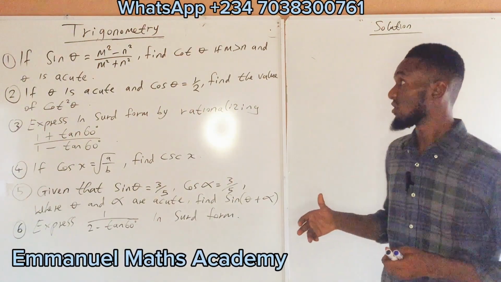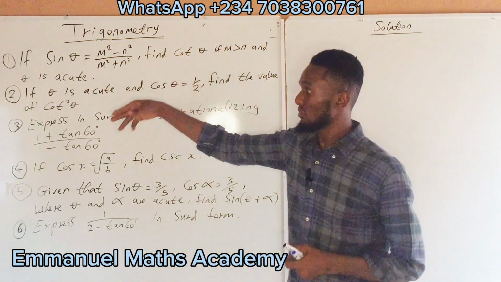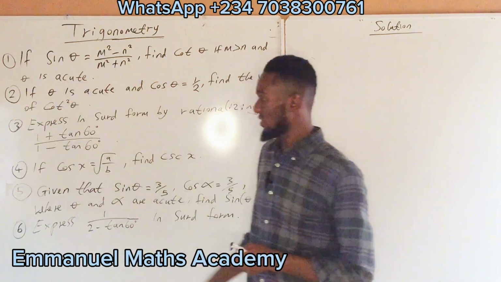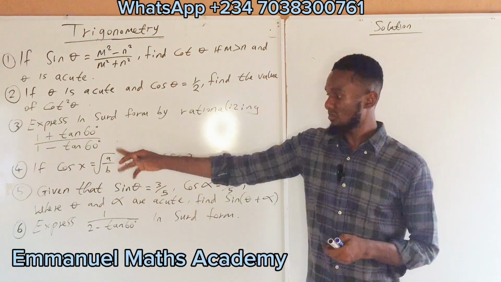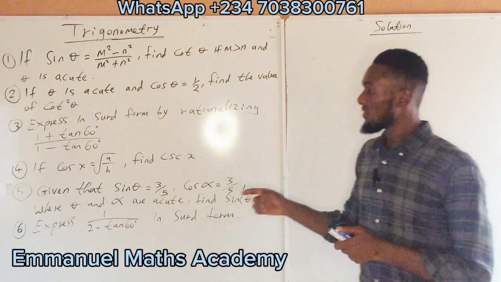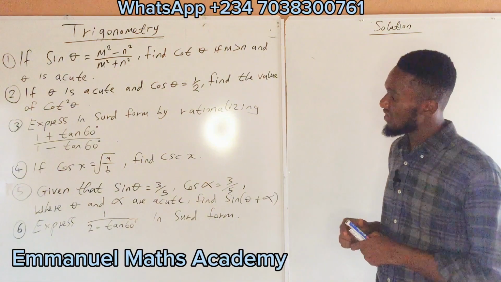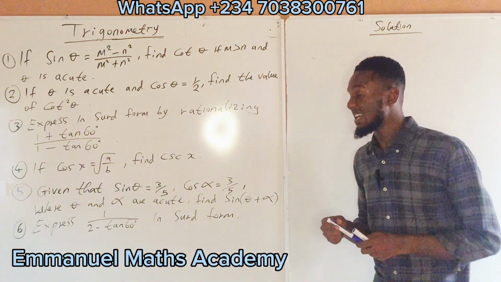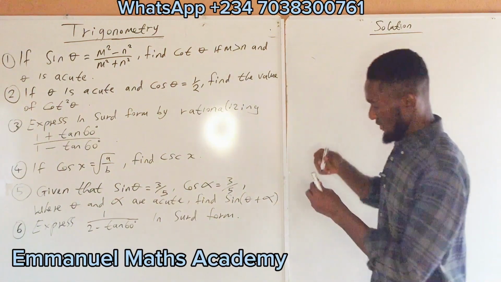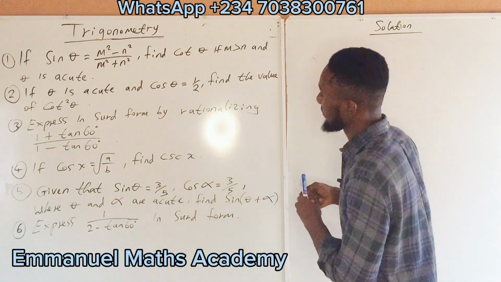So in the previous video, we were able to look at these examples from number 1 to 3. So in this video, we'll be solving from number 4 to 6, right? So number 4 question says, if cos x equal to root a over b, find cosec x, right? Now, number 4.